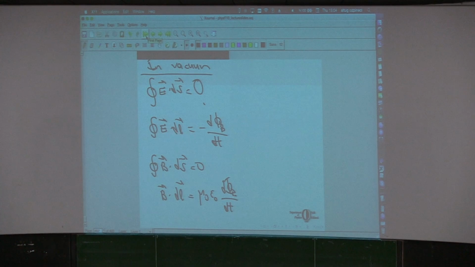So we are guessing a solution. Do they satisfy this equation? And also do they satisfy this one over here? If they are actually solutions of these Maxwell's equations, they have to satisfy all four. We know that they satisfy these two, they should satisfy the other two. Now let's look at the other two. E dot dl should be equal to minus d phi B by dt.